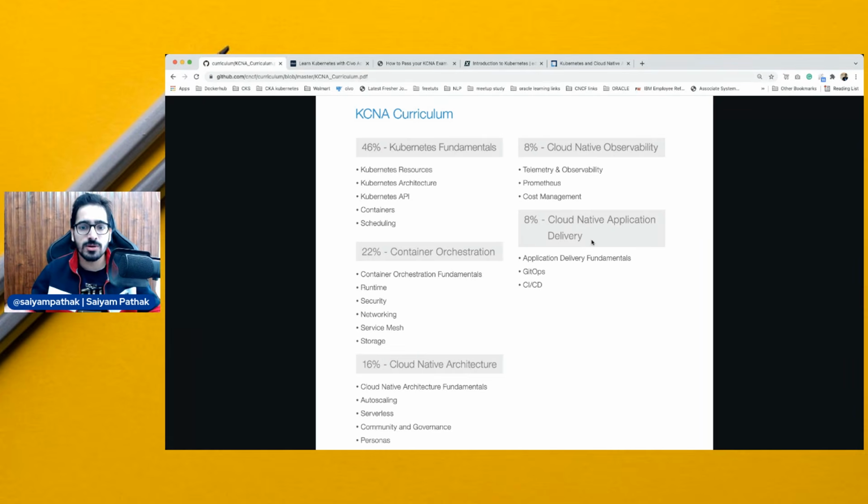Also you'll be going through a complete cycle of the cloud native application delivery. So there will be different toolings; you should be knowing what Helm is, what is GitOps, what are the different toolings in GitOps, like Flux, Argo CD. These are there. So what is CI/CD fundamentally? You should be knowing all these things fundamentally.